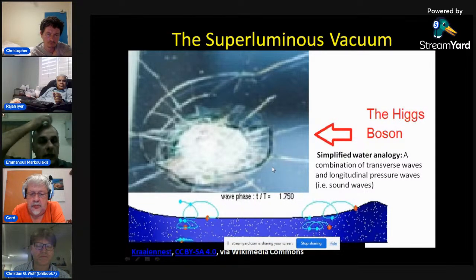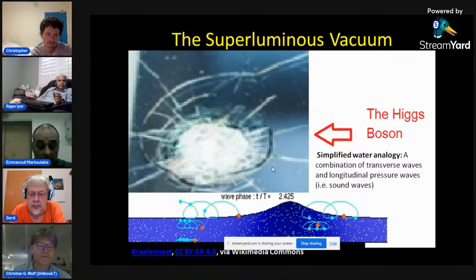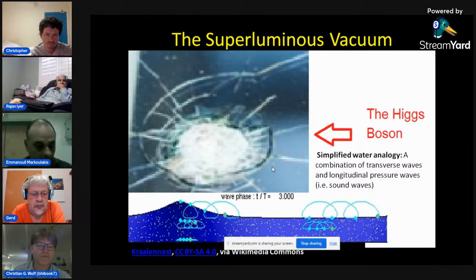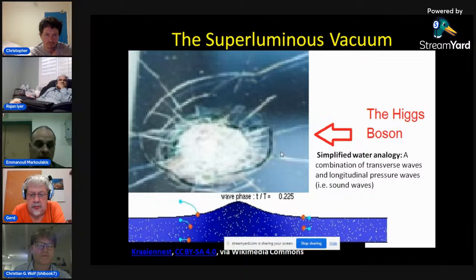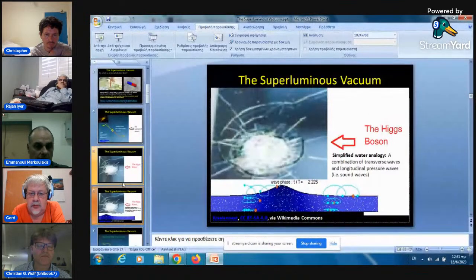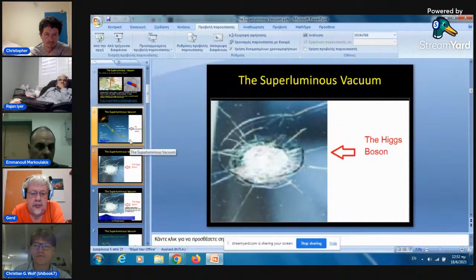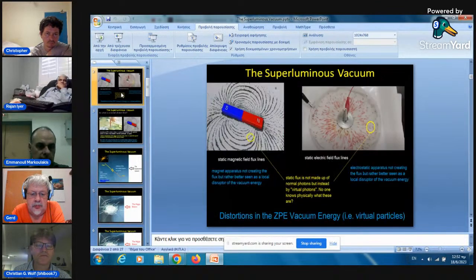So what the LIGO experiment discovered is this: when you tap the static field, you create a transverse vibration. They didn't discover the longitudinal part, this part of the interaction, which is the superluminal part.